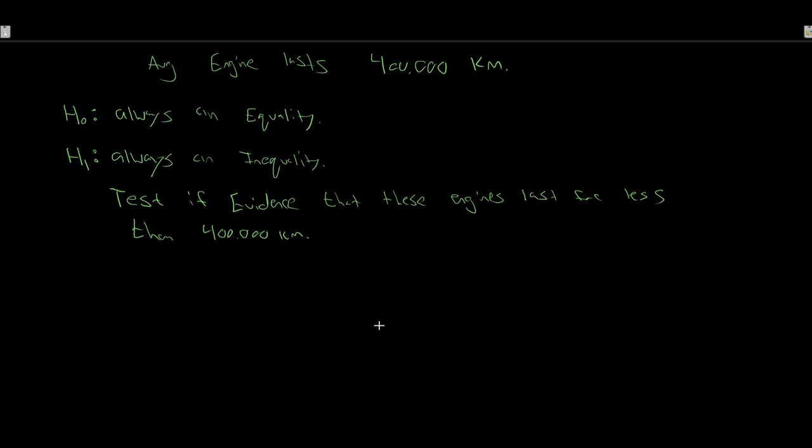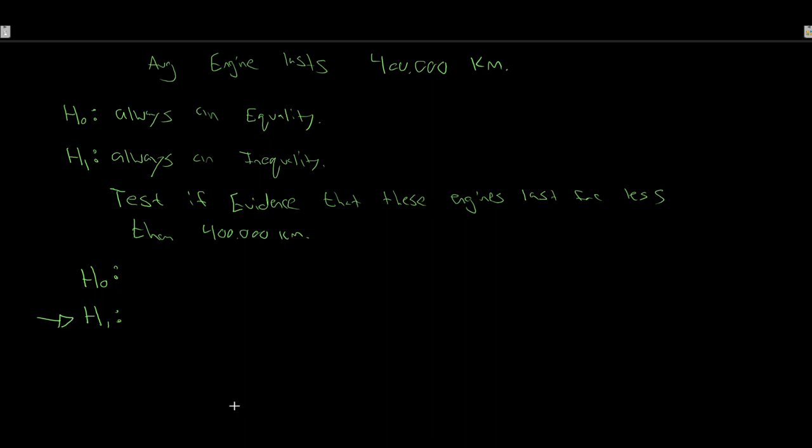Right? So typically we'd say something along these lines like, hey, here's our alternative. This is what we want to test. We want to say, is there evidence to say that, hey, maybe these engines last for less than 400,000 km? So what we're doing in this case, the way that we'd phrase this is we would have our null, we would have our alternative. I always recommend starting off by working out what your alternative is.